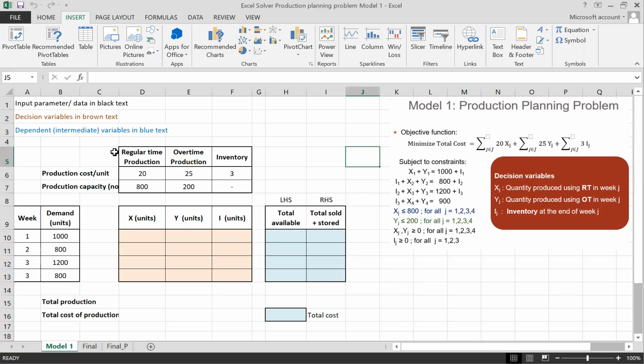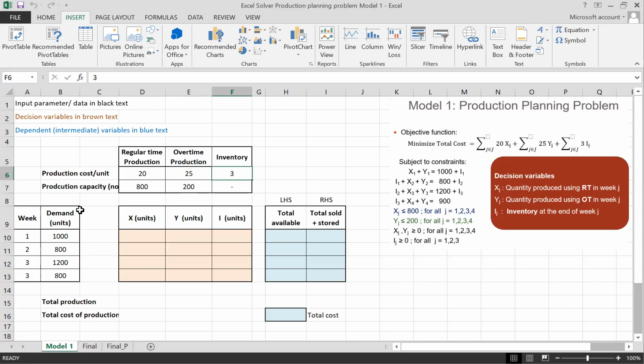Now, in this spreadsheet model, right now I have not entered anything. I have not started modeling. All that you see in this spreadsheet right now is input data. For example, this production cost, which is 20 rupees per unit. Similarly, overtime production cost is 25 rupees per unit. Inventory is 3 rupees per unit.